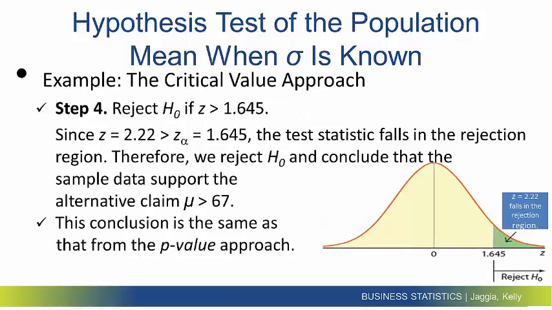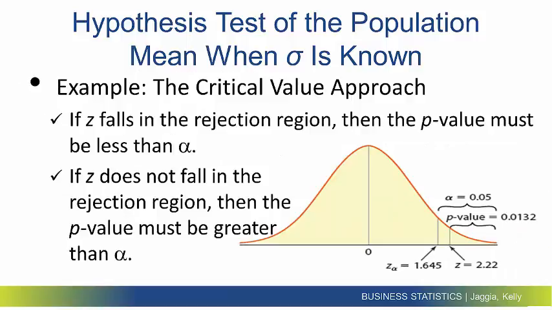Now we need to place our Z statistic on our Z distribution. As you can see, a value of 2.22 will fall to the right of 1.645 and in our rejection region. Therefore, we reject H0. We conclude that the average age of attendees is greater than 67 years. This conclusion is the same as the conclusion from our p-value approach.